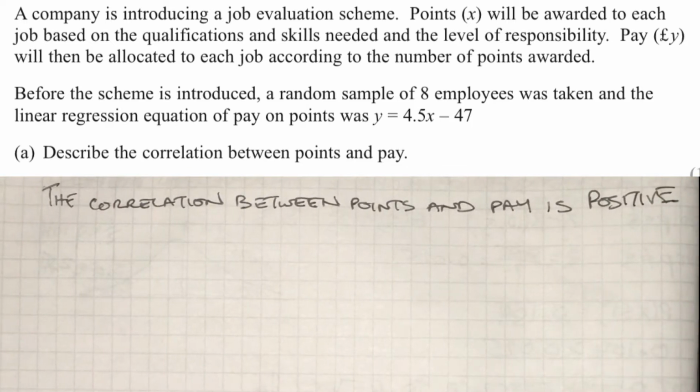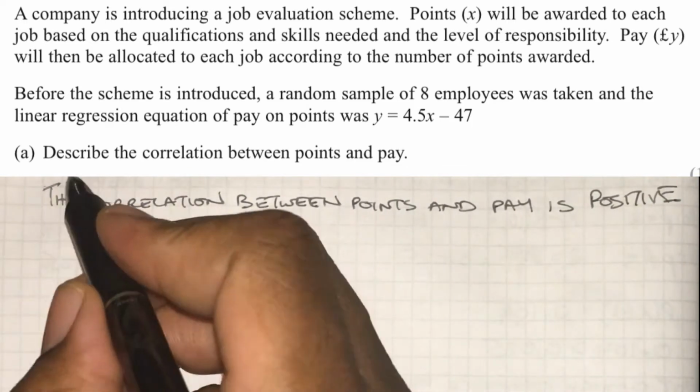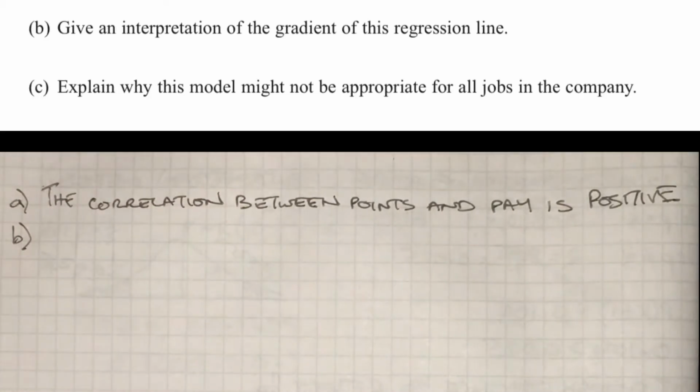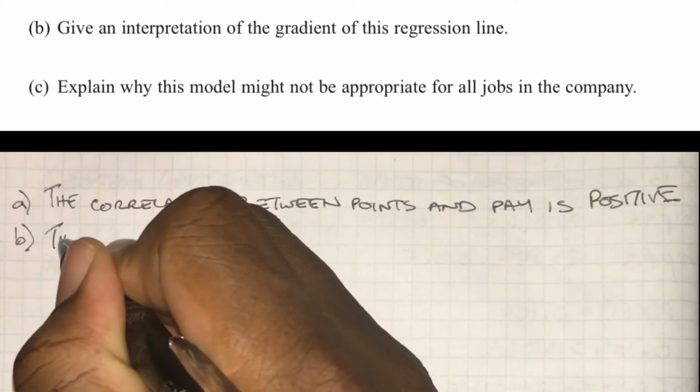When we're asked to describe the correlation, it's just tell us, is it positive, negative, or no correlation? So in this case, the correlation between points and pay is positive.